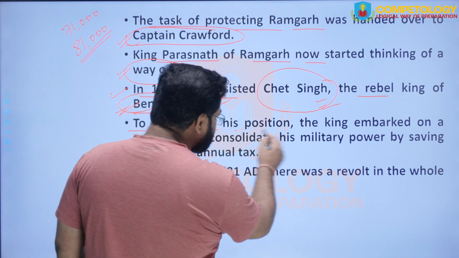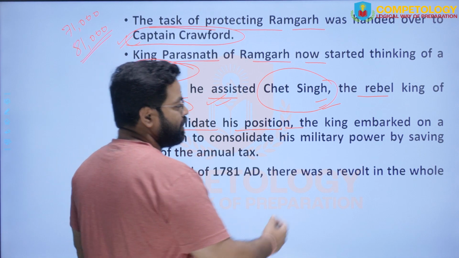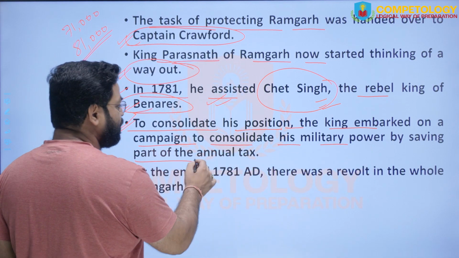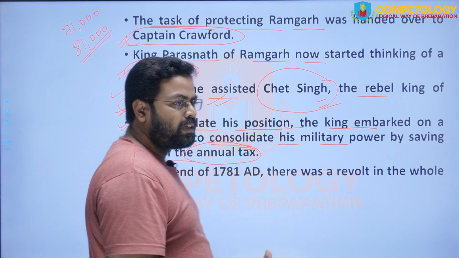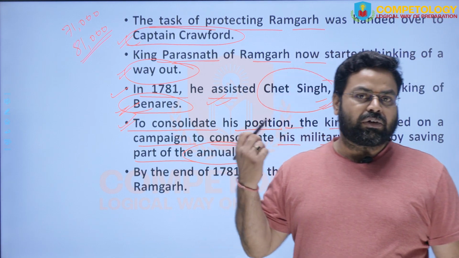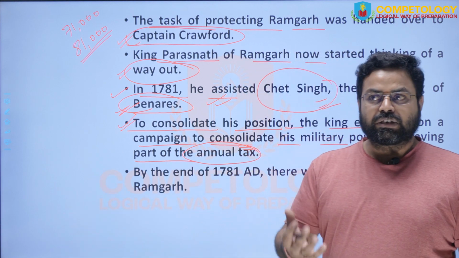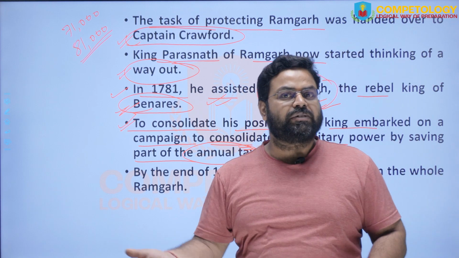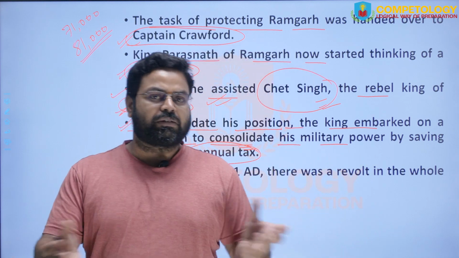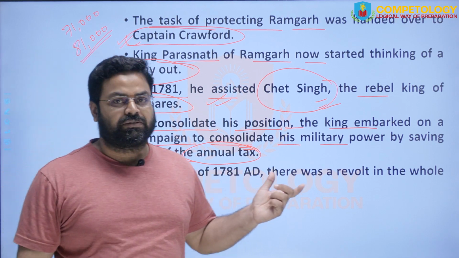And to consolidate his position, to become capable of rebelling against the Britishers, the king embarked on a campaign to consolidate his military power by saving a part of the annual tax he was collecting from his kingdom. So he started to save some money from the revenue that he was collecting annually, which he had to deposit with the Britishers. He started to siphon off some of the money and invest it in strengthening his army, getting arms for his army, training his army and so on. So he was trying a way out, and for that matter he was consolidating his position, right?